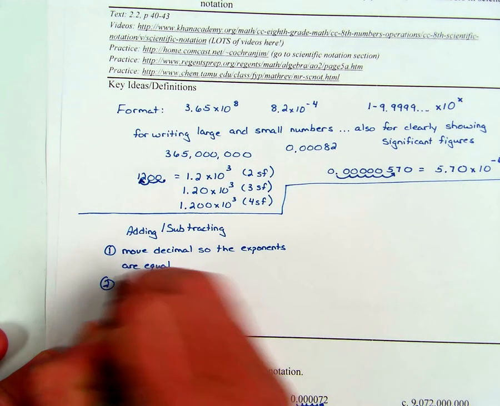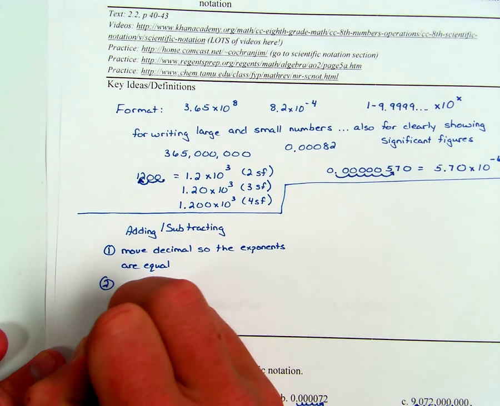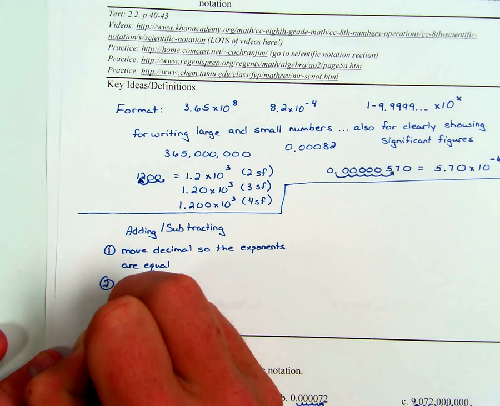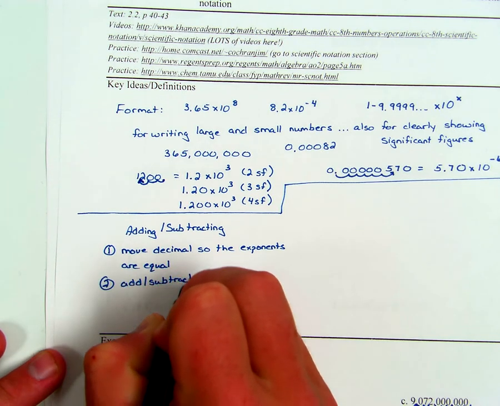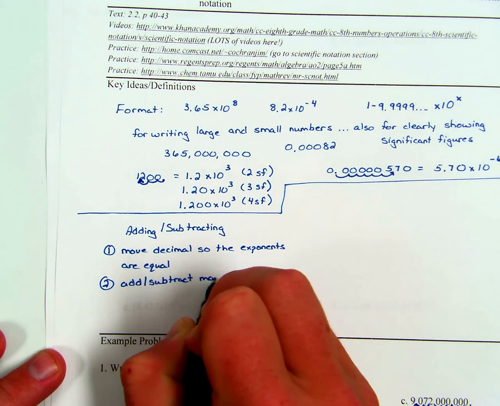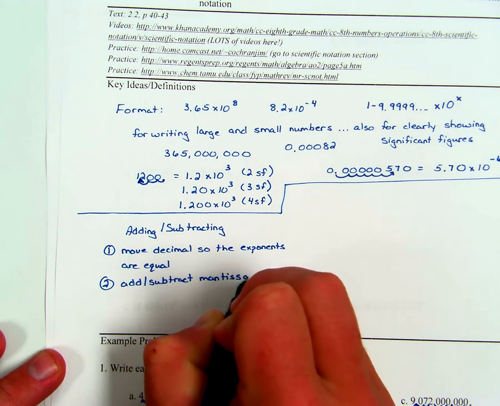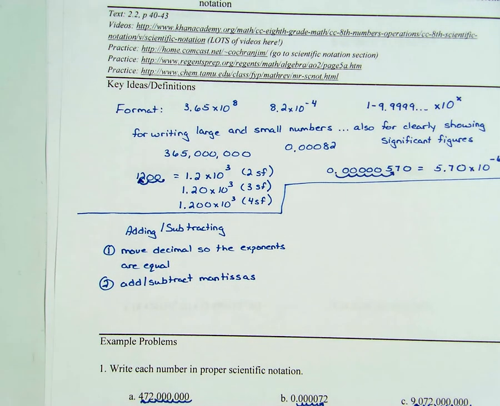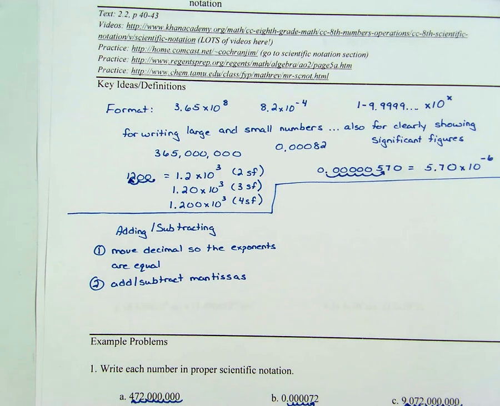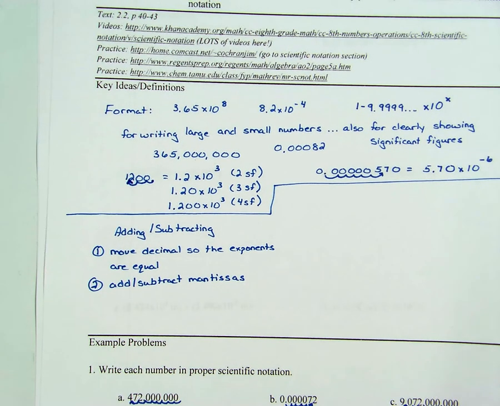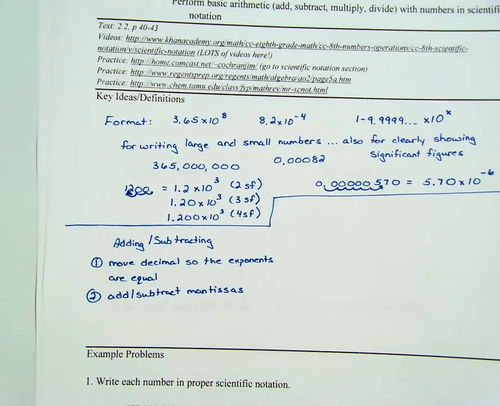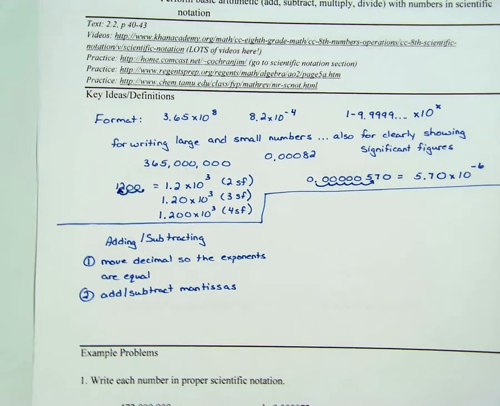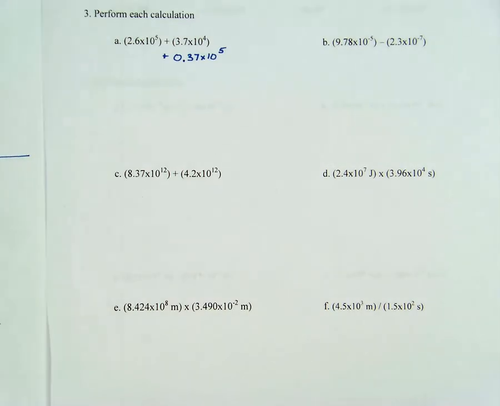We need to add or subtract, depending on what the operation is. Add or subtract the mantissas. You might be wondering, what the heck is a mantissa? Well, mantissas, those are just the numbers out front. You might call them coefficients, or they might have been referred to as coefficients when you first learned scientific notation. Usually, I don't think of them as coefficients just because they're not whole numbers usually. Not that a coefficient has to be a whole number. But these numbers out front here, these are the mantissas.